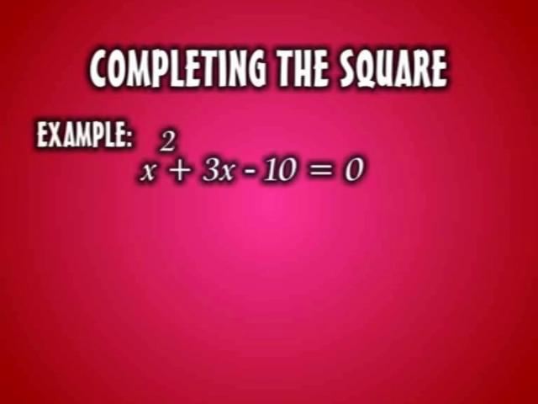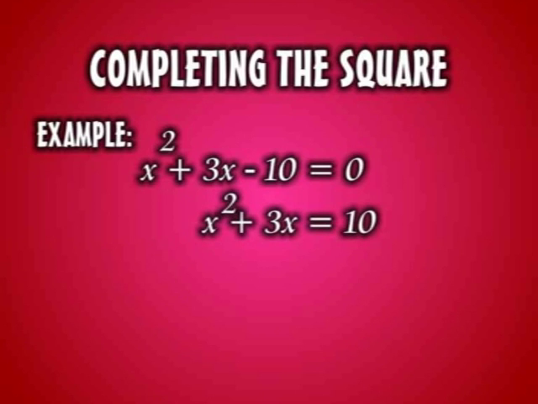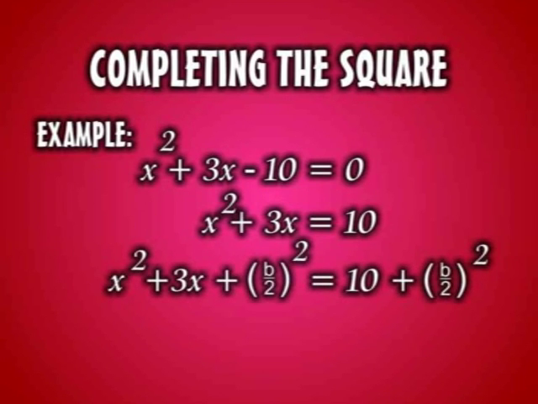x squared plus 3x minus 10 is equal to 0. I will start by keeping the x's on one side and taking the constants to the other side. That will become x squared plus 3x is equal to 10. I'm then going to add b over 2 squared to each side. That will become x squared plus 3x plus b over 2 squared is equal to 10 plus b over 2 squared. Remember, what I do to the left hand side I have to do to the right hand side. That is the golden rule of equations.